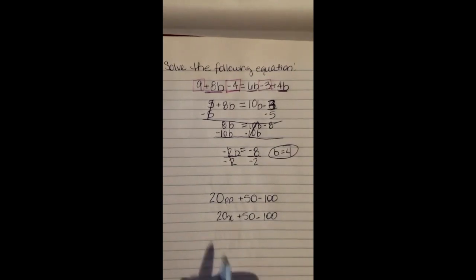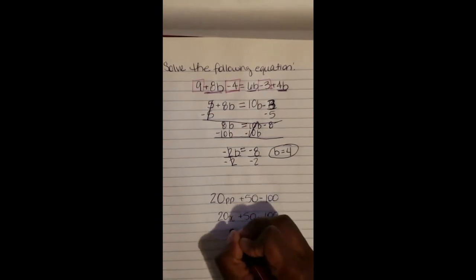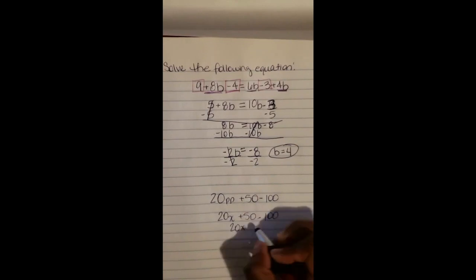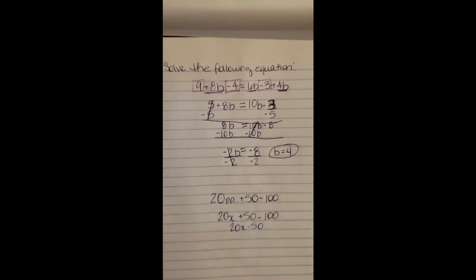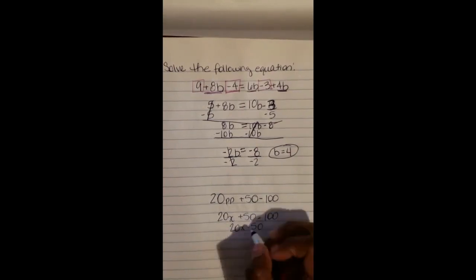Okay, so now we have to look at what's in common. We have the 50 and the 100. They're both constants, so we can combine those together. And that leaves us with 20x minus 50. All right. Now, at this point, we can substitute because our question tells us that there are 35 people that are going to attend this party. So we simply substitute this 35 in for x.